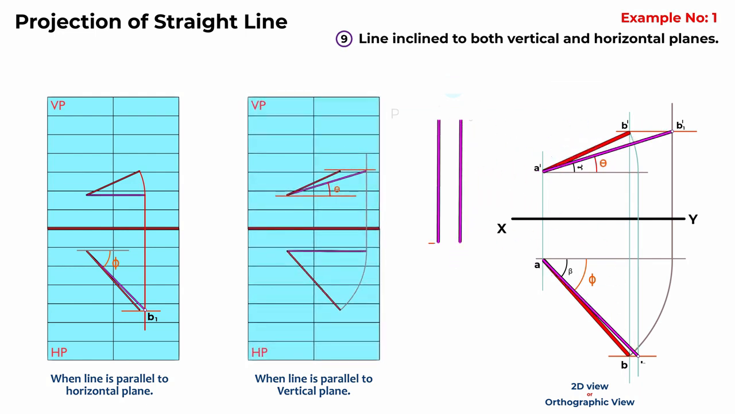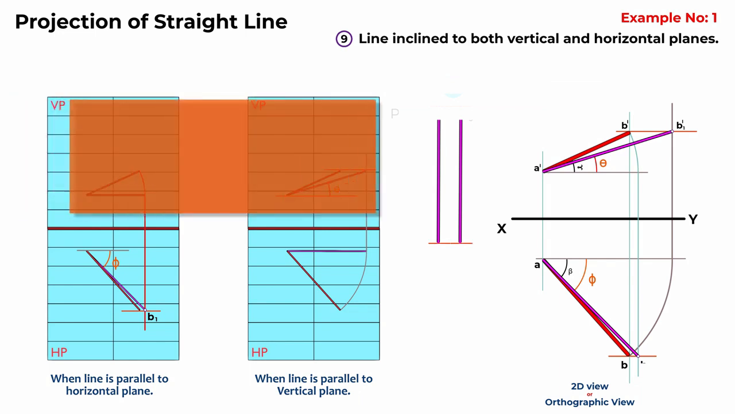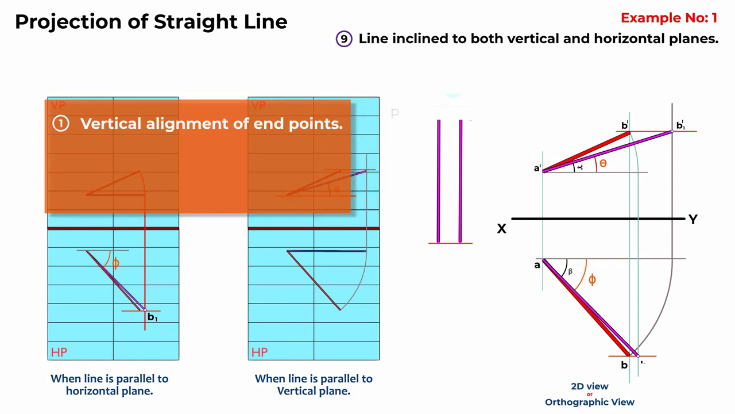This is how we find the true length of a line, which is inclined to both the vertical and horizontal planes. Important key points to remember are vertical alignment of endpoints. The endpoints, A dash and A, as well as B dash and B, are aligned vertically. This alignment is crucial for accurate projection.